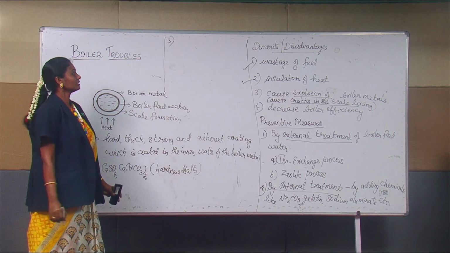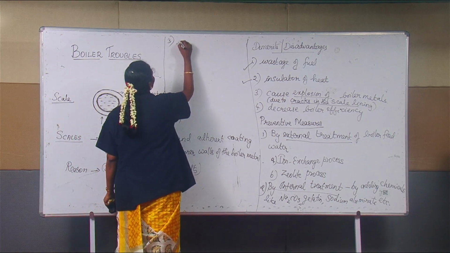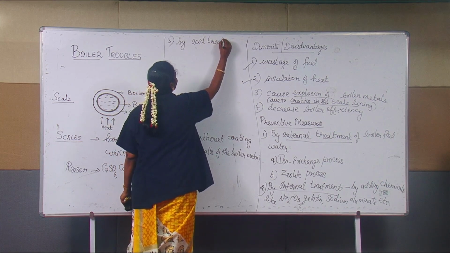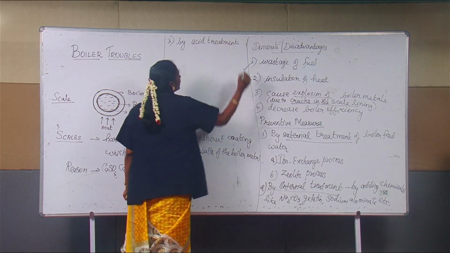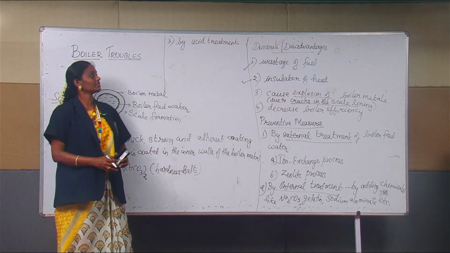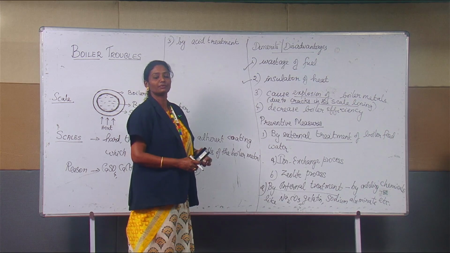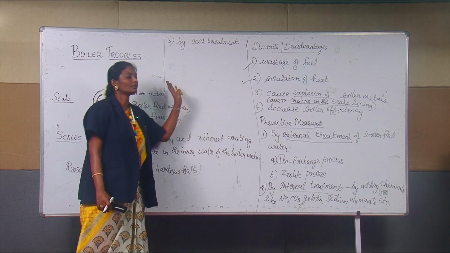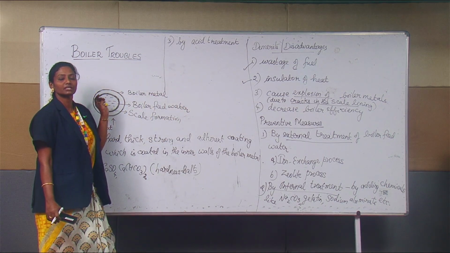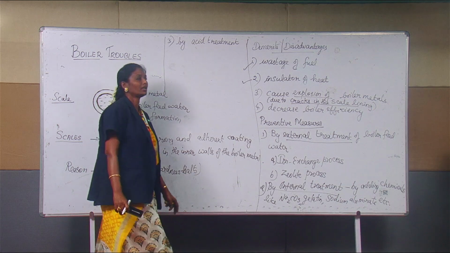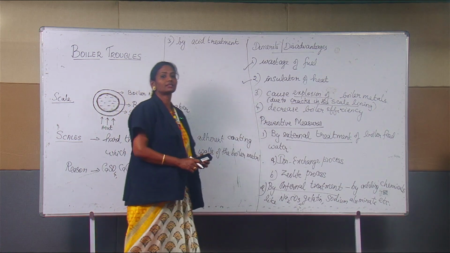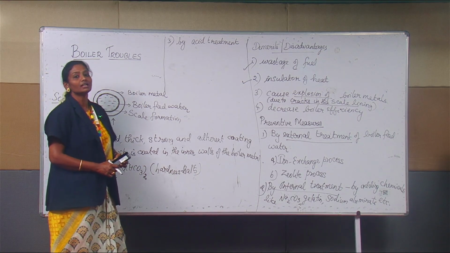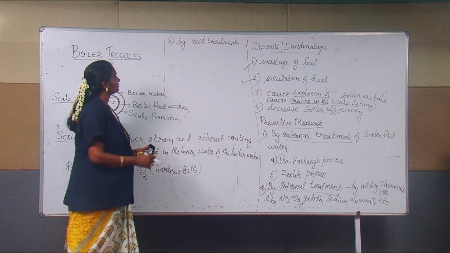The third preventive measure is by acid treatment. In our houses or places where we want to clean up the bathroom tiles, we would be using some of the hardcore acids. In the same way, if we want to remove the scale formation in the boilers, we have to stop the steam production and add dilute acids such as HCl or sulfuric acid or even nitric acid to remove the strongly adhered scales.